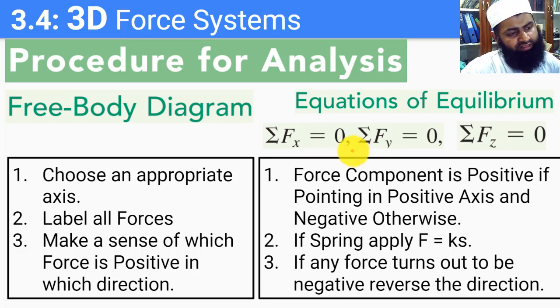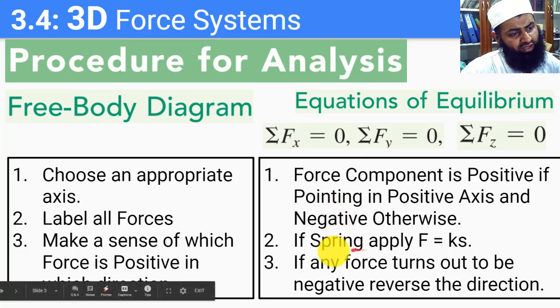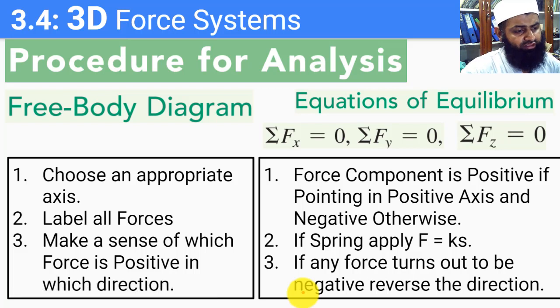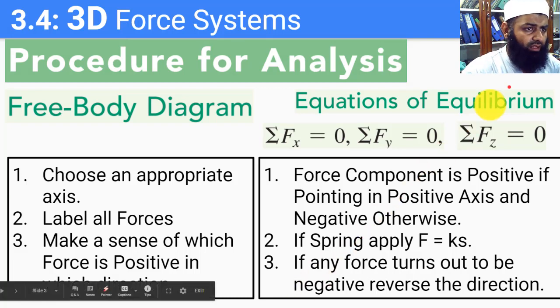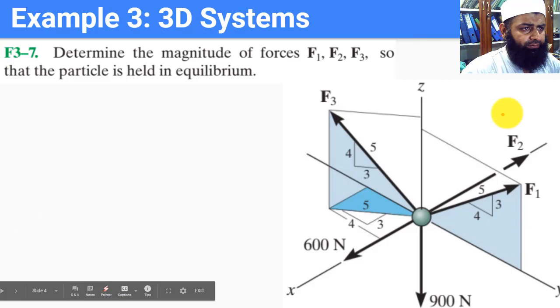A few important points as we discussed last time: anytime we have a spring in our system, we know that the force in a spring is equal to the spring constant times the extension in the spring. And anytime a force comes out to be negative, that is, the magnitude of the force comes out to be negative, then we would just understand that the force was actually being applied in the opposite direction. So let's continue and solve a few more examples.